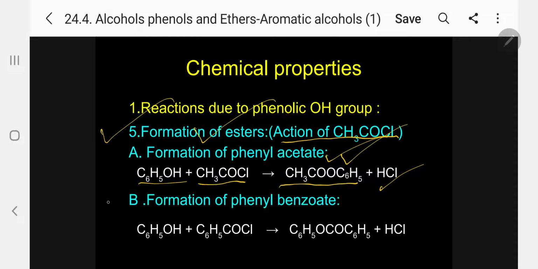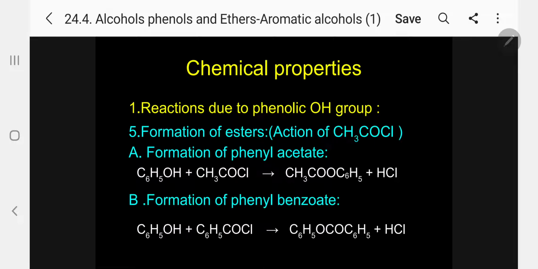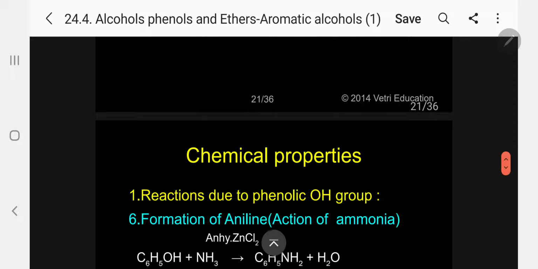The next one again, kindly follow. In this case, instead of acetyl chloride, I can use even an aromatic one, benzoyl chloride. So when I use benzoyl chloride and phenol, the product is phenyl benzoate. This one is an aliphatic ester, and this is an aromatic ester. Kindly follow. So this is the reaction due to the phenolic OH group.